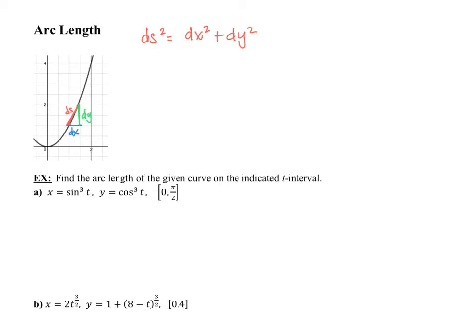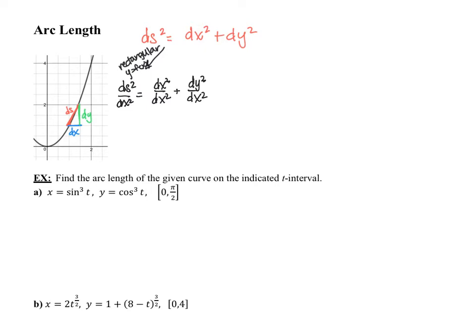Now, if we're dealing with rectangular coordinates, what we've been dealing with before, remember that this is just y equals f of x, so everything is going to be in terms of x. I would have ds squared over dx squared equals dx squared over dx squared plus dy squared over dx squared. Looks a little silly this way.